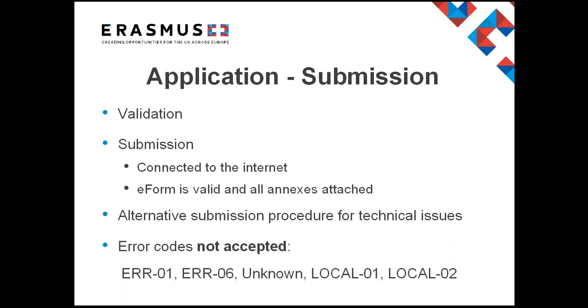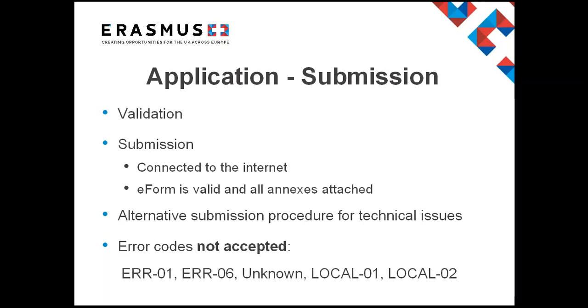You must ensure you have validated all sections of the application before submitting, as I've shown you before. You will need to ensure that you are connected to the Internet in order to submit the completed application. You should also ensure that all sections of the form are valid and all annexes are attached before submitting the form. If there are any technical issues preventing the form from being submitted, it will say error under status. If this happens, you should follow the alternative submission procedure.